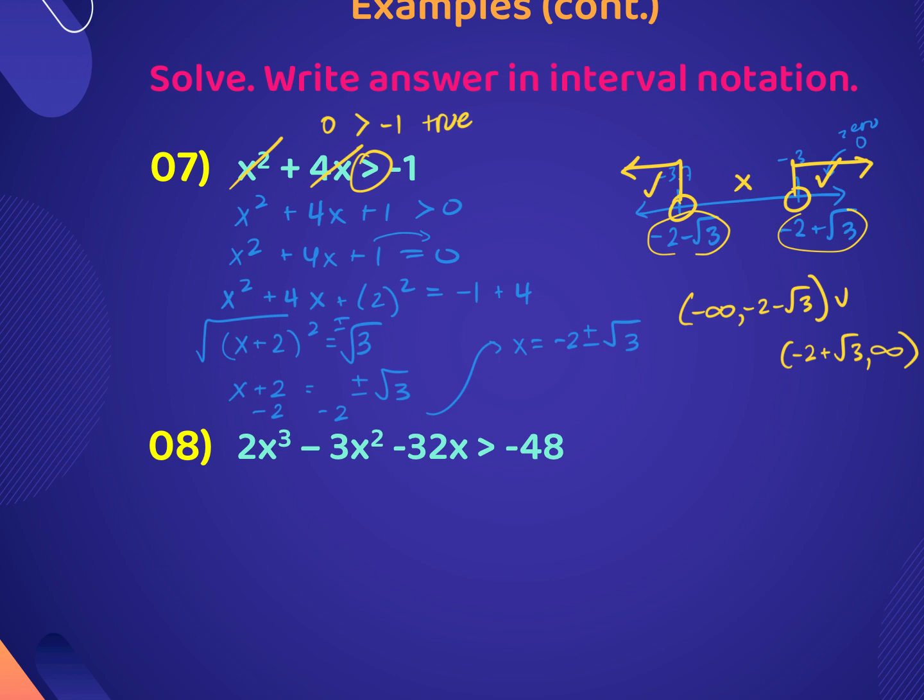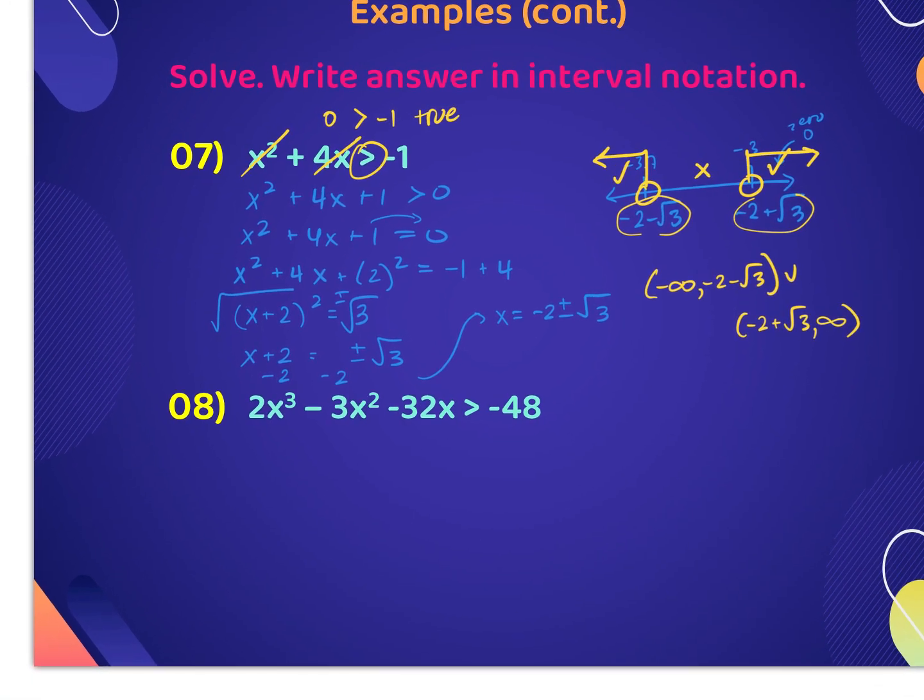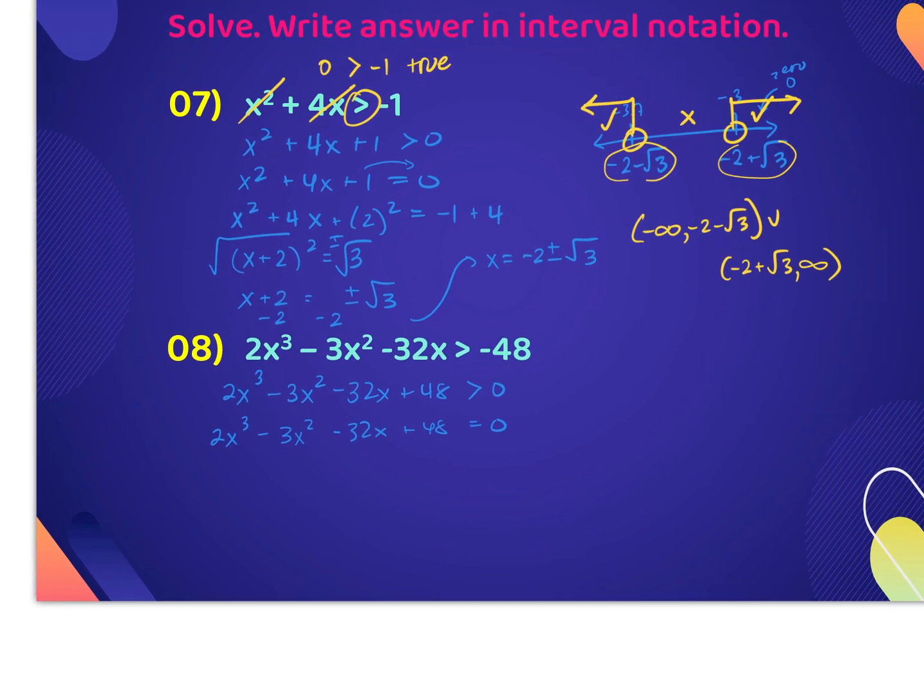Okay, and then this last one, notice that there are 4 terms here. So again, you're going to do what you normally do when you're solving any quadratic, is you move everything over. And actually, this is not really even a quadratic, right? This is a 3rd degree. So let's see what happens. We've got 2x cubed minus 3x squared minus 32x plus 48 is going to be greater than 0. Again, once we do this, we're going to set it equal to 0. And because there's 4 terms, we're going to have to solve here by grouping.